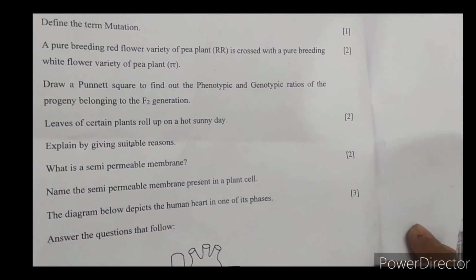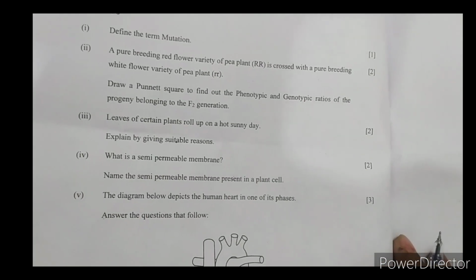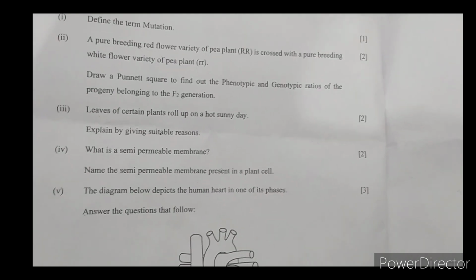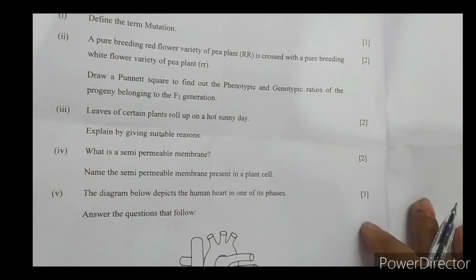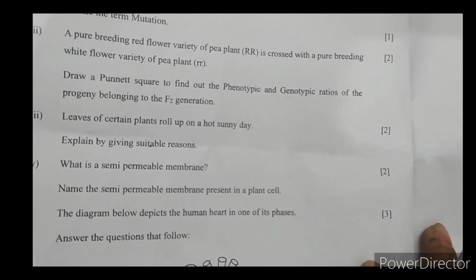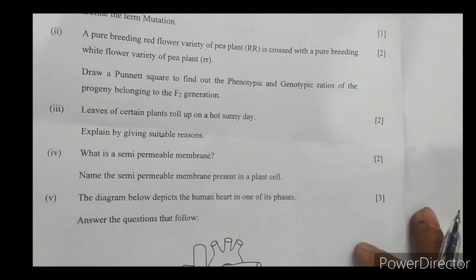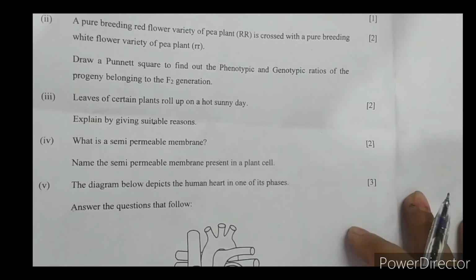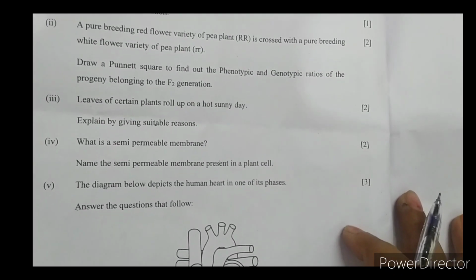Next is a reasoning part. Leaves of certain plants roll up on a sunny day. Why? Obviously to reduce the surface area. If there is a larger surface area, more transpiration will take place. So to reduce the surface area, which in turn reduces the rate of transpiration, leaves of certain plants roll up on a hot sunny day. What is a semi-permeable membrane? A membrane which allows only selected solvent particles to pass through it, and in plant cell it is the cell membrane.